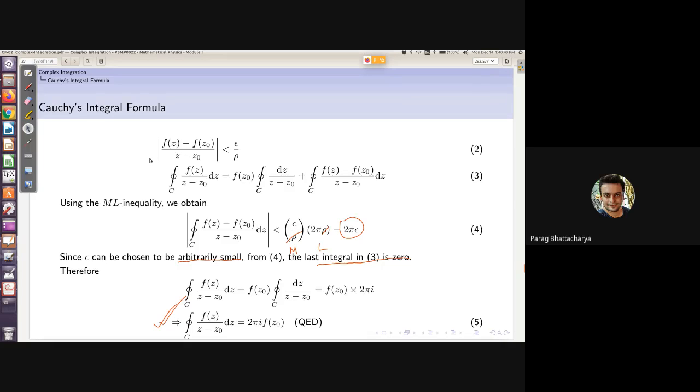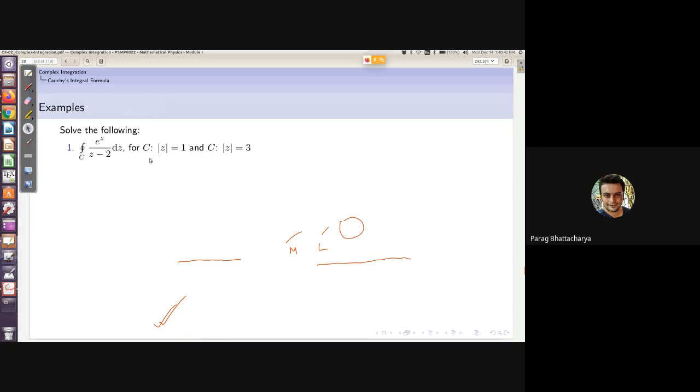Any questions? That's the proof, okay? That's the proof of the Cauchy's integral formula. So now let's just quickly apply the Cauchy's integral formula in some example problems so that you get an idea of how this works.